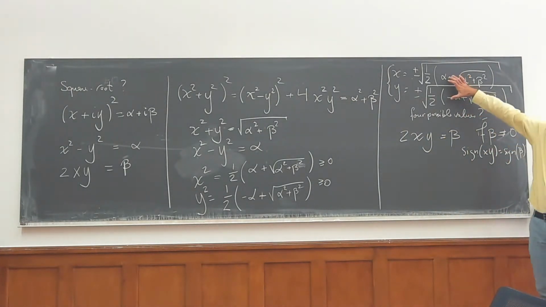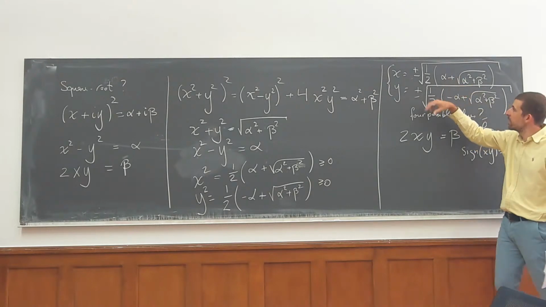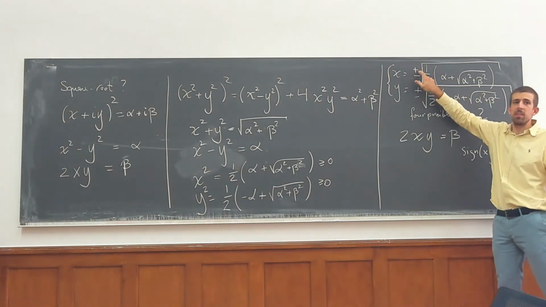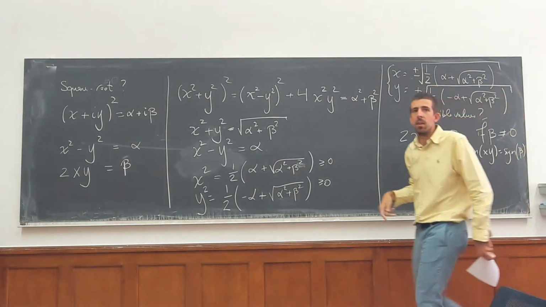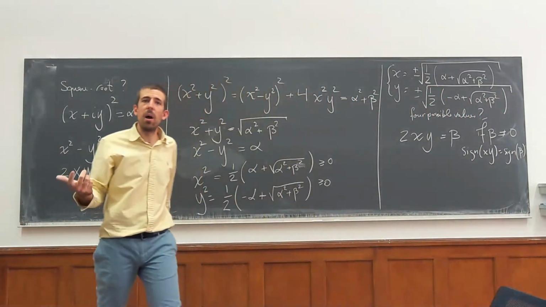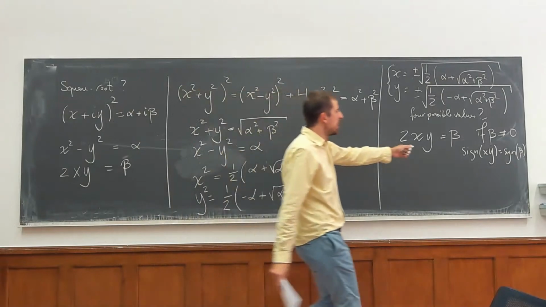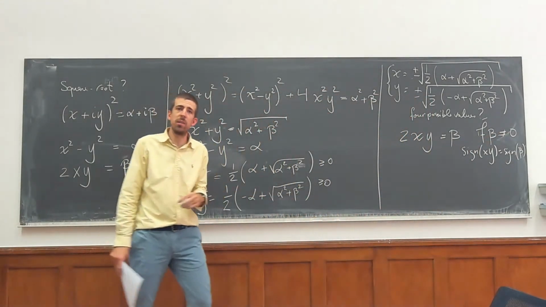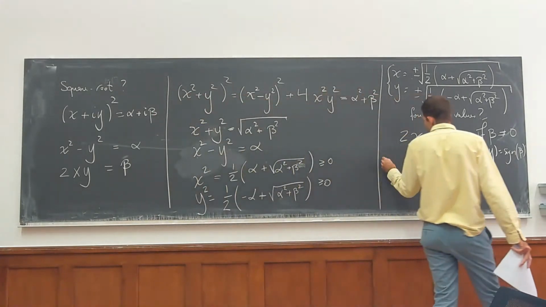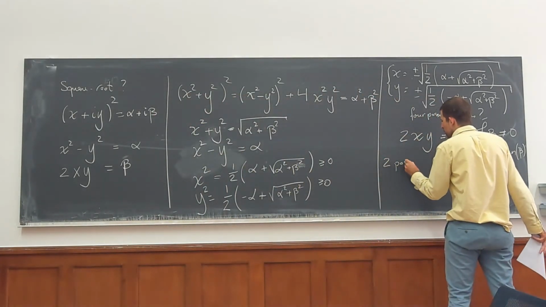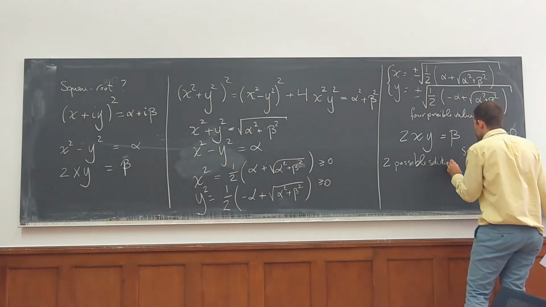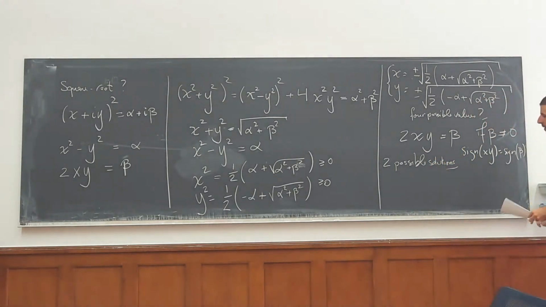These are all positive numbers, so if beta is positive and I pick a plus here, I need to also pick a plus there. If I pick a minus here, I also need to pick a minus there. And if beta is negative, it's the other way around. So this makes it so that if beta is different than 0, then actually there are only 2 possible solutions. I'll write them down in a second.